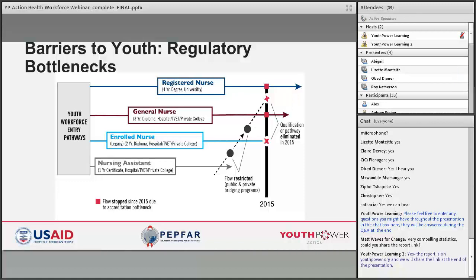accreditation system for education and training of nurses saw a large change in 2015. And as a result of that, a number of the pathways either to enter the sector or to advance from one level to the next within the sector were either closed or restricted. And this is in the context, of course, as I mentioned before, of critical shortages of nurses in South Africa, and also a growing number of job opportunities, at least in the private sector.